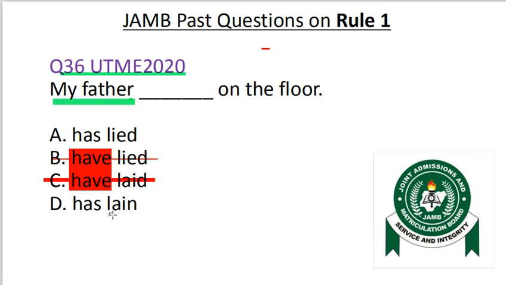Looking at that, the correct option is option D, has lain. My father has lain on the floor. Now take note, my father is singular. Has lain is also a singular present perfect tense. Has is a singular verb.